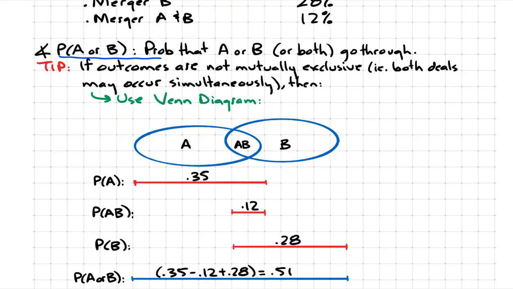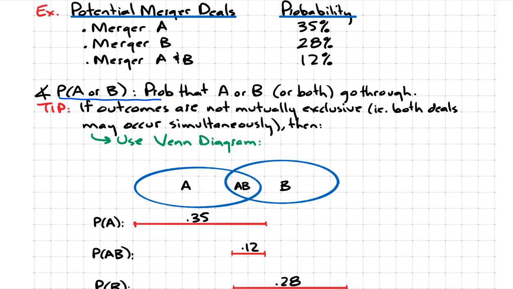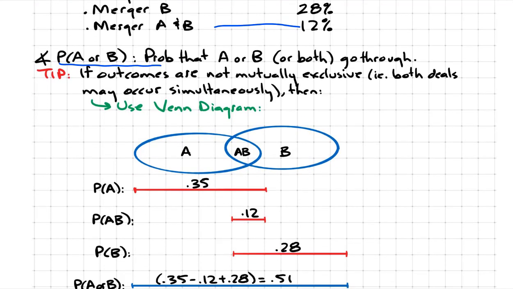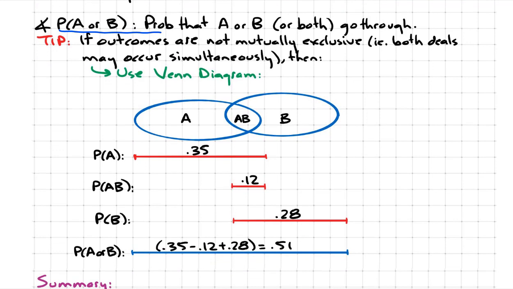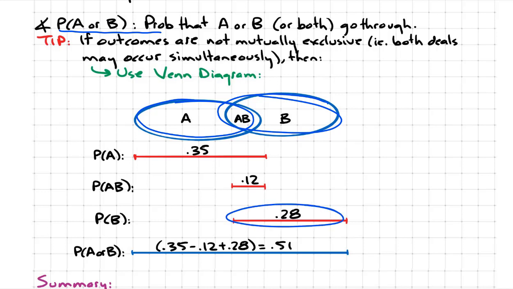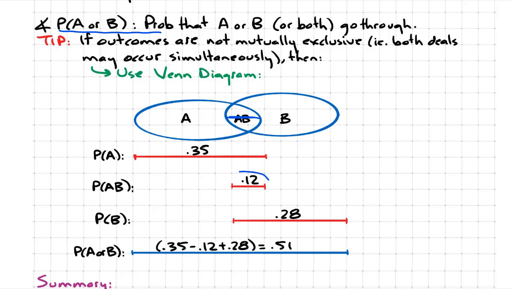So we use a Venn diagram when there's an overlap. And we know there's an overlap because there's a chance that both A and B will occur at the same time. So in one of the circles, we're going to have event A. So the probability of event A is 35%. And in the other circle, we're going to have event B, and the probability of that is 28%. And then right in between here, we're told that there's a 12% probability that both will occur.